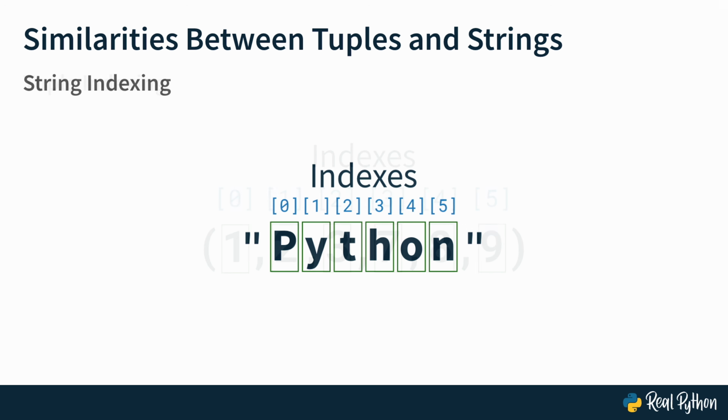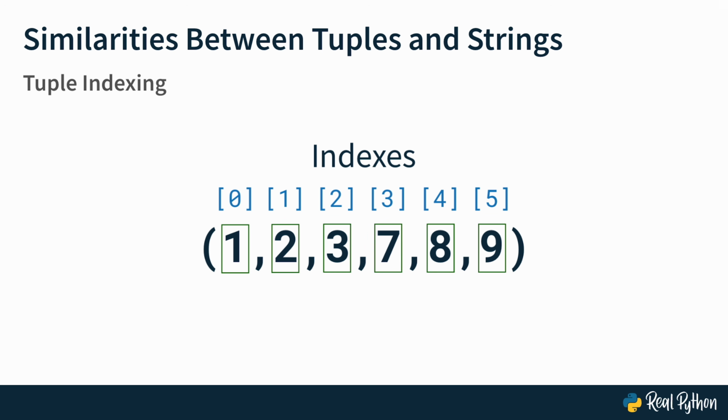The same goes for tuple indexing. So if you think of an expanded numbers list that has the first 3 numbers under 10 and then the last 3 numbers under 10, so it consists of 1, 2, 3, 7, 8, and 9, then you'd find the number 1 at index 0, the number 2 at index 1, etc. And at index 5, you'd find the number 9 in this case.